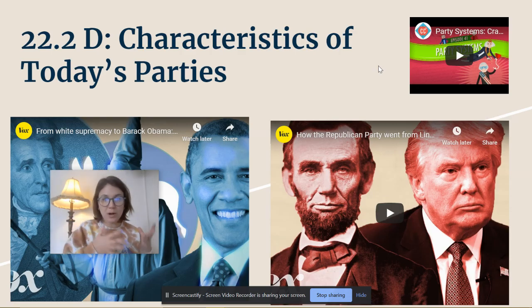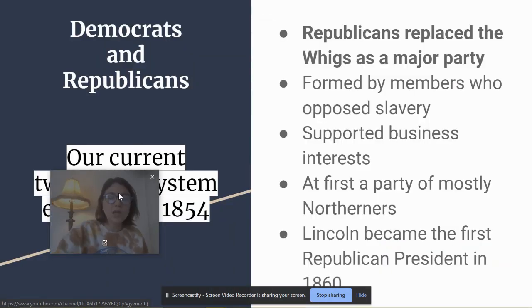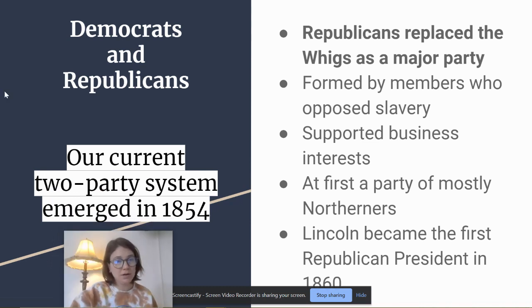We've been talking about party systems as these eras of time where two parties are dominating. This gives you a really nice explanation of that as well. So let's look at how we got to our current two-party system. This emerged in 1854 when the Republicans replaced the Whigs as a major party. Since 1854, our two-party system has been dominated by Democrats and Republicans.